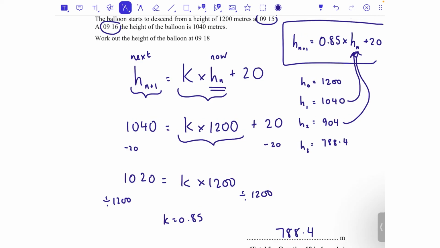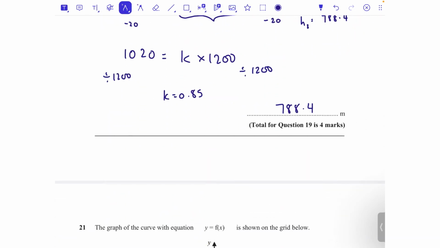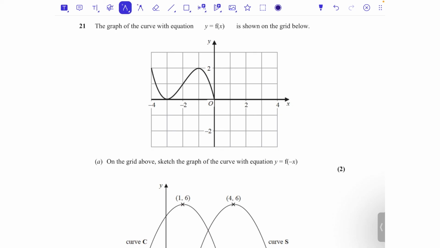That topic is iteration, but in context. Sometimes we get it in quadratics, but sometimes we get it with populations or things like that.